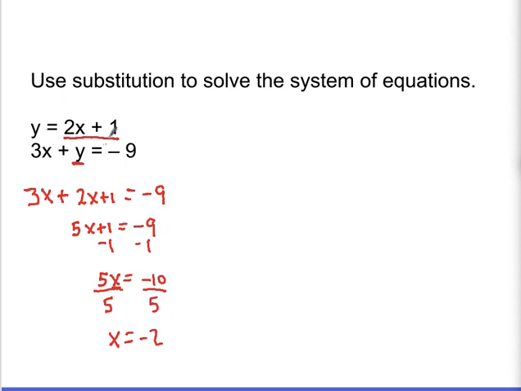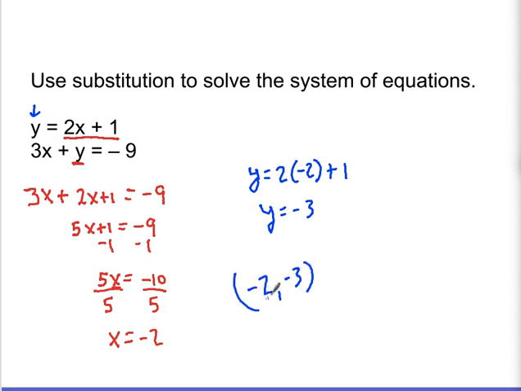Now, again, it doesn't matter which one of these I use, but when we end up with this scenario where you have y already by itself on one side, that's always going to be the easiest one to use. When I have y by itself and I know what x is, I can do this in just 1 or 2 simple steps. So y equals 2 times -2 plus 1. Well, 2 times -2 is -4. -4 plus 1 is -3. So y equals -3. So the ordered pair is -2, -3. That's the way the answer has to be written. Okay?